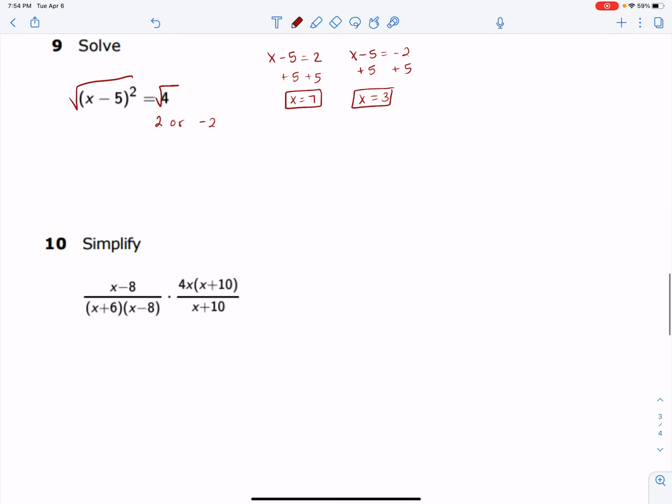Example 10. I told you when we were multiplying rational expressions that you're not really multiplying anything. Instead, multiplication means that you can write it all as one single fraction. So on the top, I have x - 8, 4x, and x + 10. On the bottom, I have x + 6, x - 8, and x + 10. And then you're just going to simplify the fraction. So I have a factor of x + 10 that can be factored out. x - 8 can cancel out. So I have this fraction where all I have left on top is 4x, and all I have left on bottom is x - 6, and there's nothing else I can do with that.